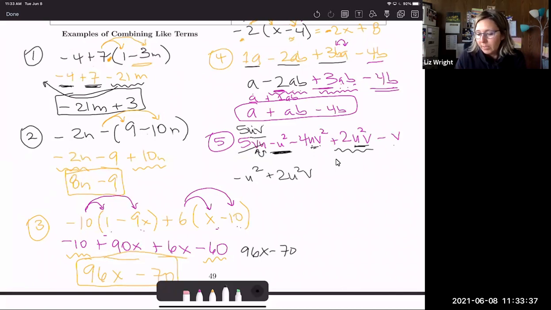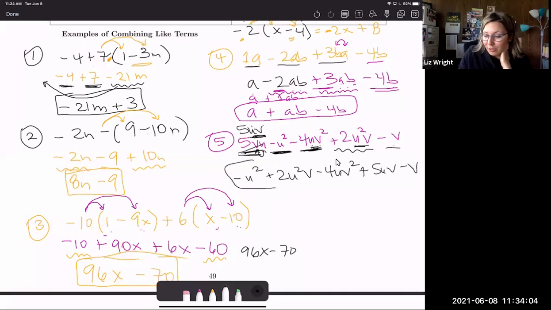And now I'm looking between this term and this term and look at the u's. They're both u to the first. So now go to the v's. v to the first on this one, on 5uv, and v to the second. Which one comes next? It should be this -4uv squared. So then that means I'm going to go ahead and write plus 5uv. And then finally, I'm going to write down that -v. And then that is your final answer.